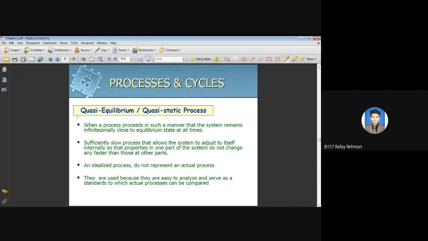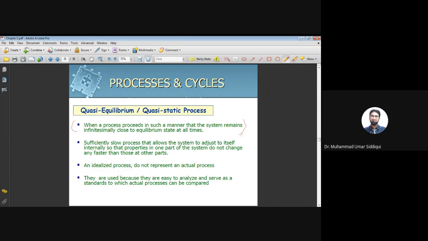Yes, sir. Okay. So here the first sentence is important. When the process proceeds in such a manner that the system remains infinitesimally close to an equilibrium state at all times, it is not in equilibrium, but it remains very close to equilibrium. Our needle is not stationary, but its motion is so slow that it looks like it is stationary. It's very close to equilibrium. So when a process proceeds in such a manner that the system remains infinitesimally close to an equilibrium state at all times, this is known as quasi-equilibrium. If I ask you the definition of quasi-equilibrium, this is the definition. Please memorize it or understand it.